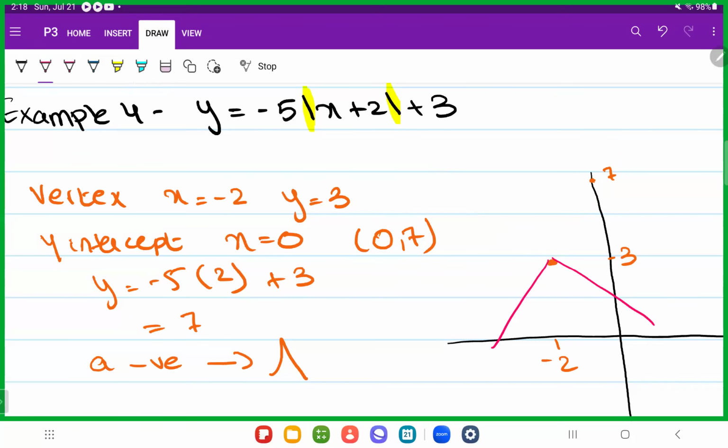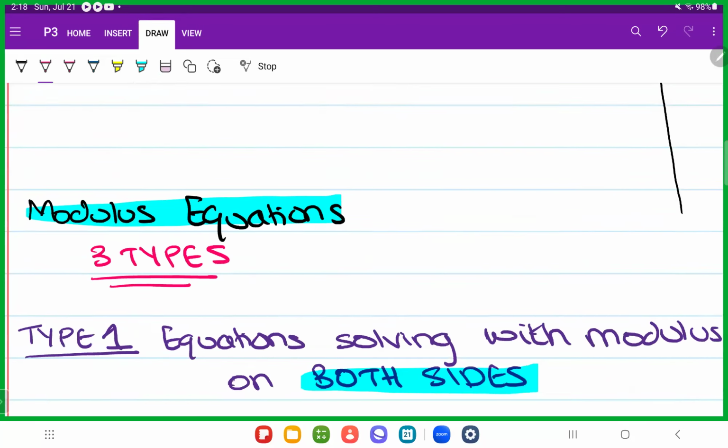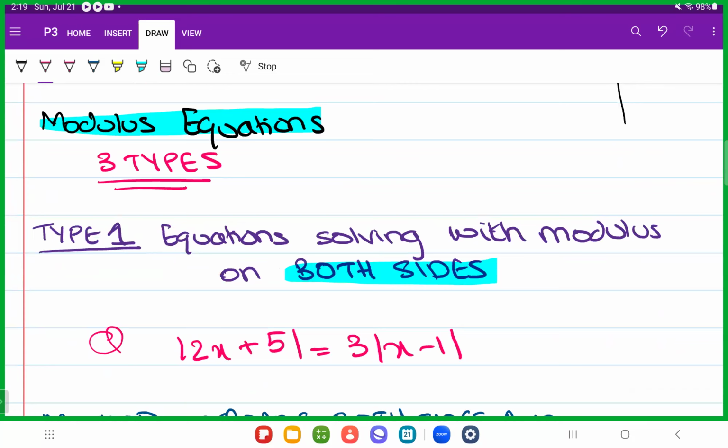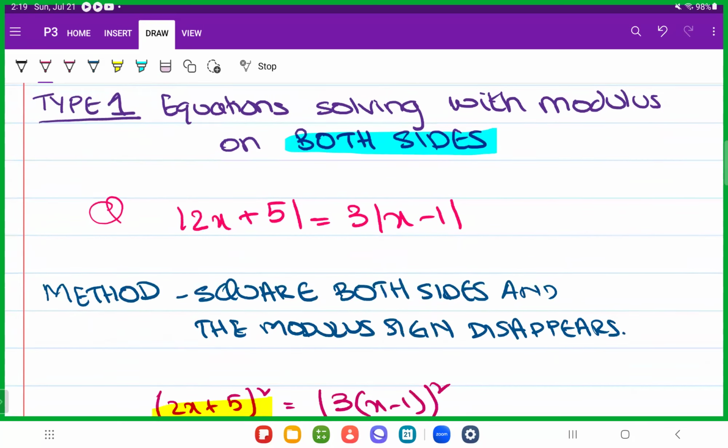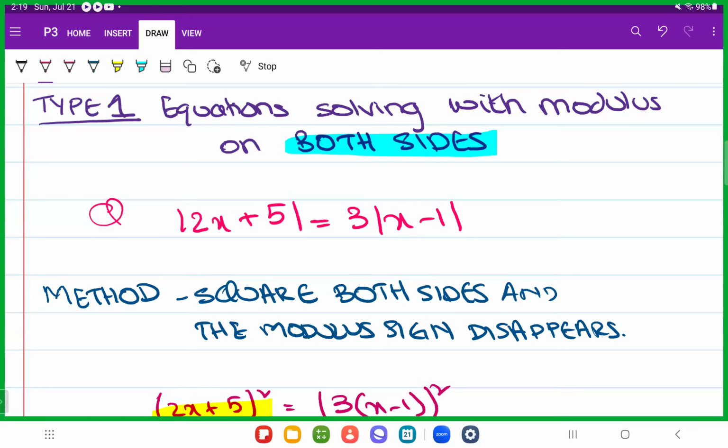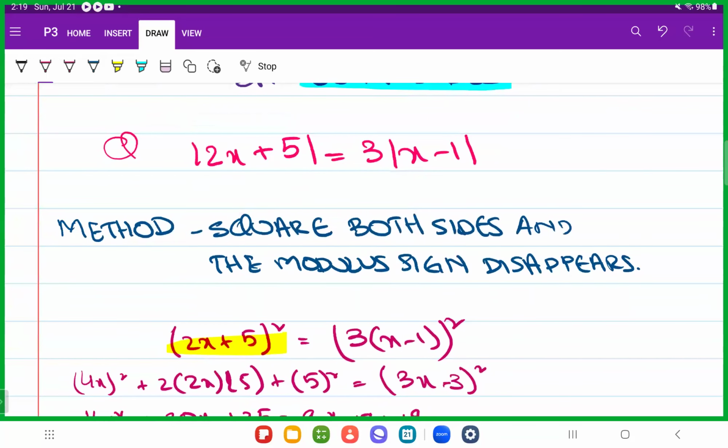Yeah. Perfect. All right. So let's look at equations now, which is the main part of modulus. There will be 3 types of equations that you will encounter. Let's look at type 1. This is where you have modulus on both sides. Whenever there is a modulus on both sides, the equation is very straightforward. You simply have to square both sides.